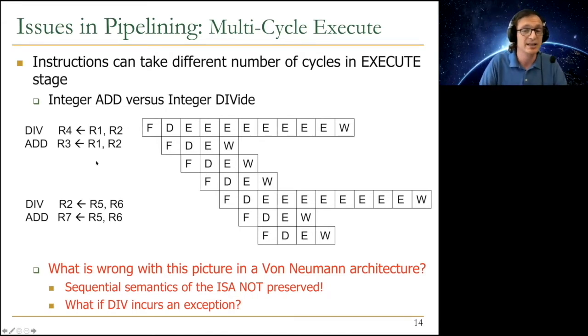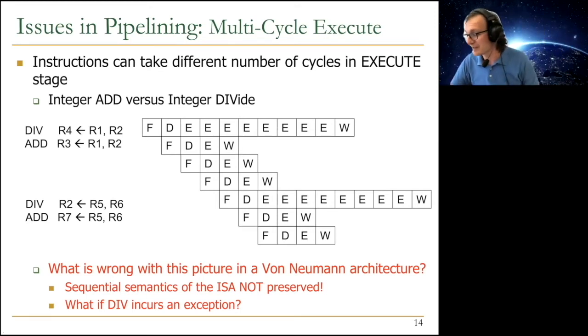essentially the programmer now needs to reason about what went inside the machine, right? Now we've broken the abstraction of the von Neumann model. Okay.